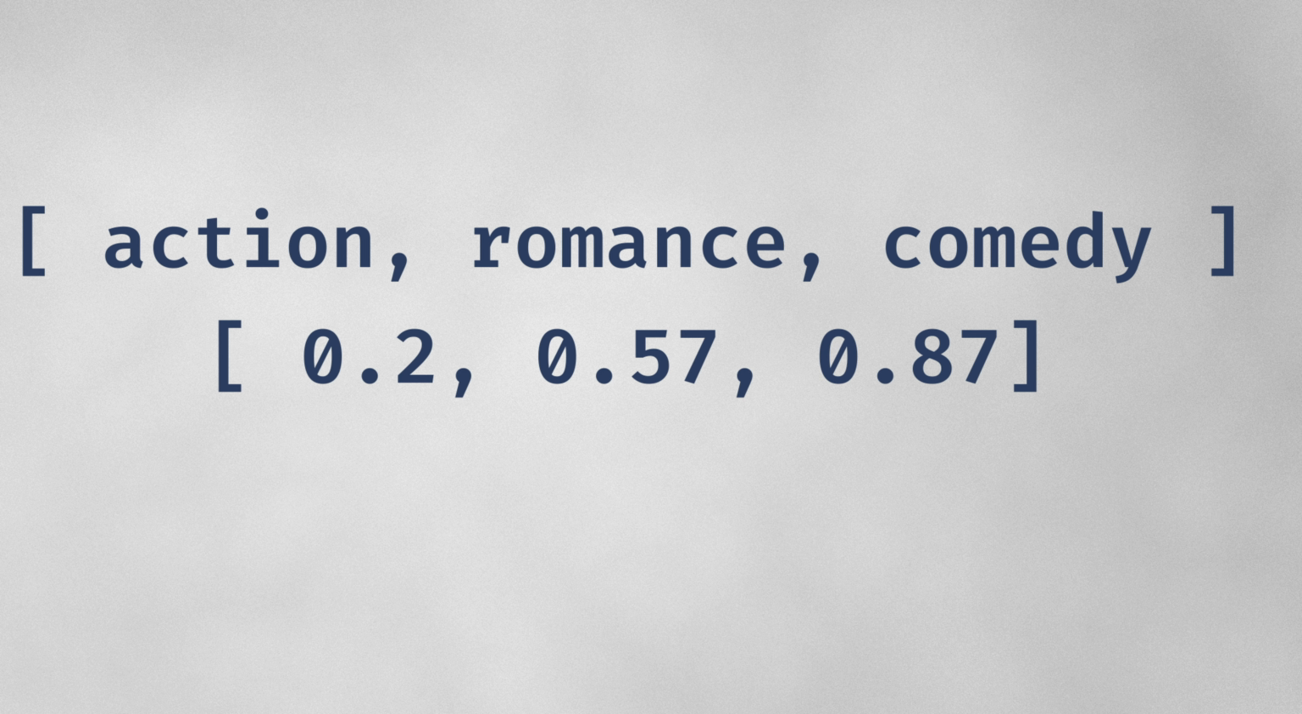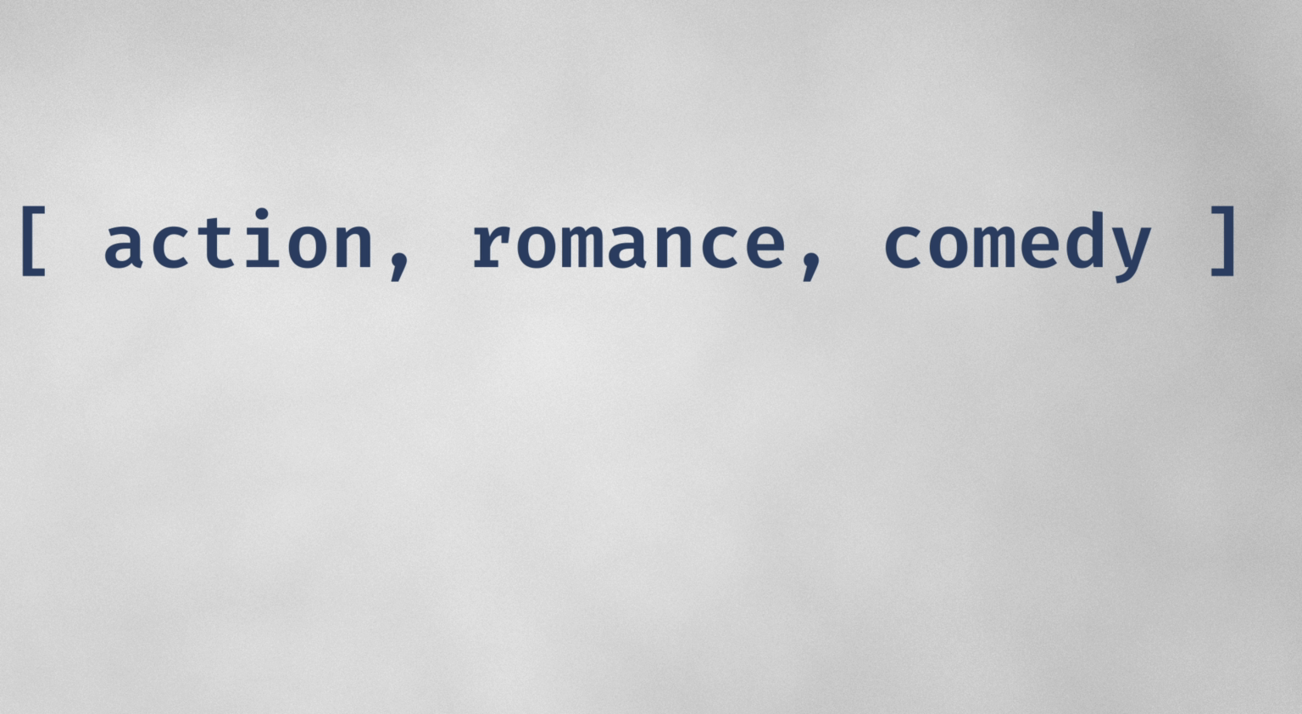The Arnold Schwarzenegger and Emma Thompson classic Junior has it all. High scores across the board. We've essentially compressed the entire complexity of the film industry into 3 numbers. And when we do this kind of compression of information in machine learning, we call it an embedding. So we can call these 3 numbers a movie embedding.